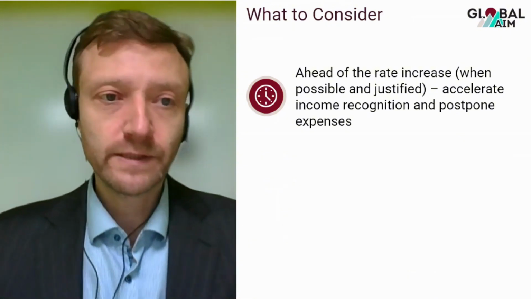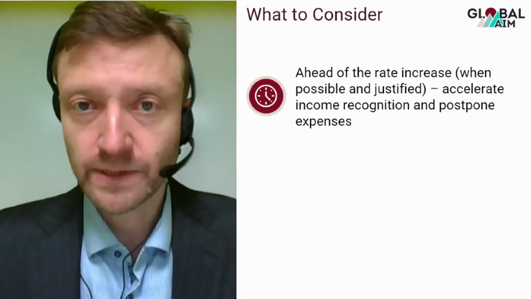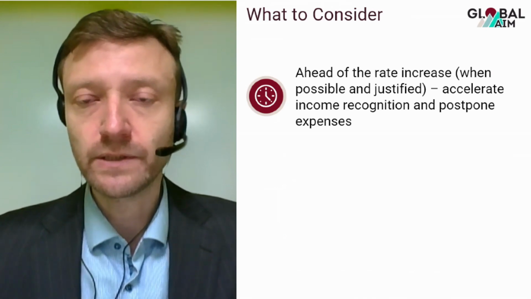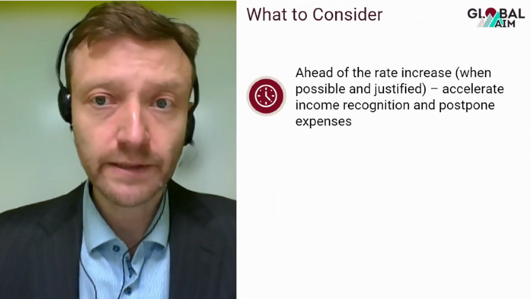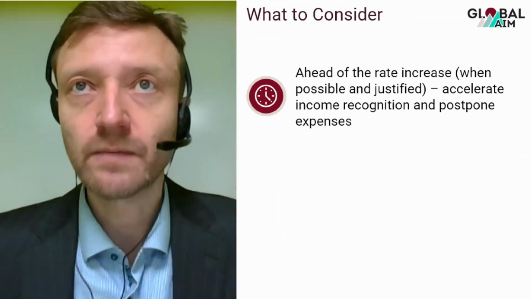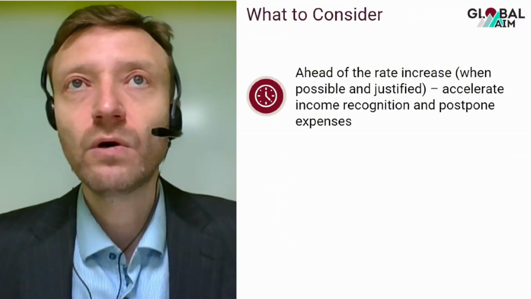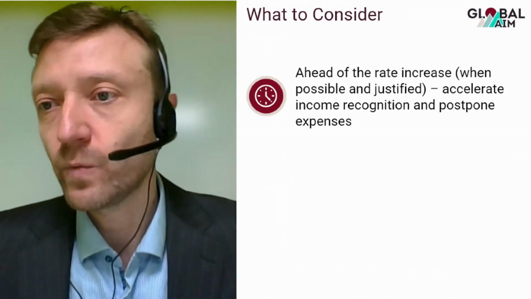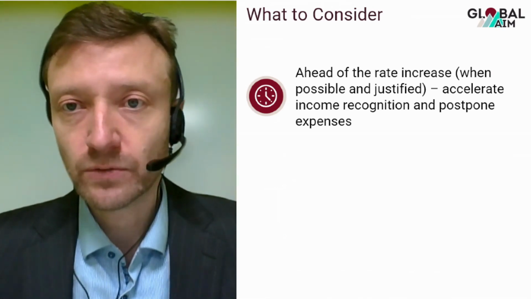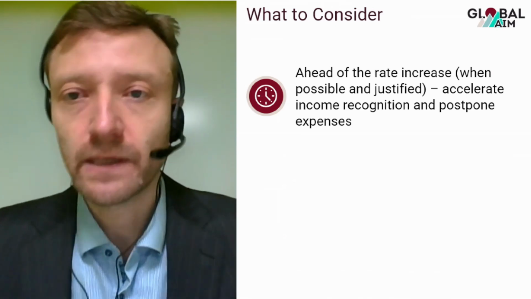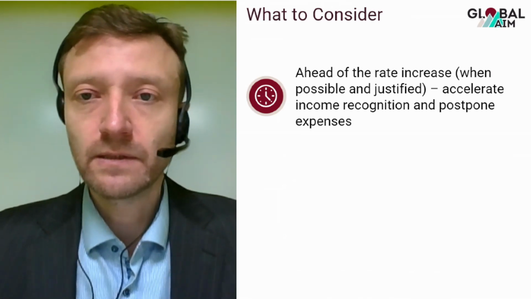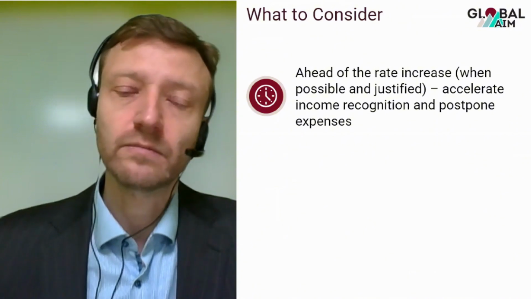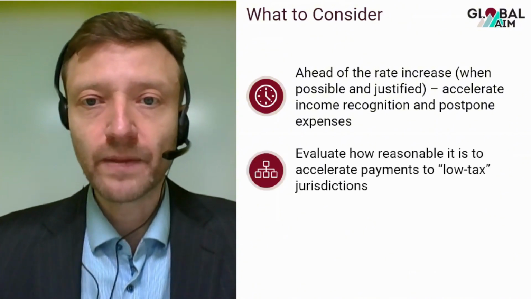So what to consider based on the expected tax reform in Cyprus? First of all, before the corporate tax rate increases, it may make sense to accelerate income recognition and postpone expenses. Obviously, profits are more effectively taxed in Cyprus this year compared to next year when the rate is going to increase. So where possible and justified, it may make sense to accelerate receipt of some income and to delay and postpone the recognition of expenses to the next year. What else?